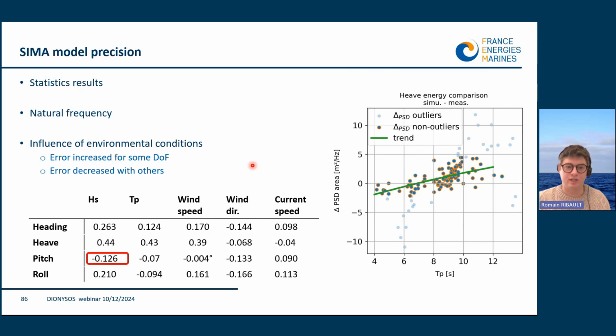We also had a look at environmental factor influence on the accuracy. For most of the degrees of freedom, the error is increasing in absolute terms when the sea state is increasing. Interestingly, the pitch degree of freedom is more accurate when the sea state increases.